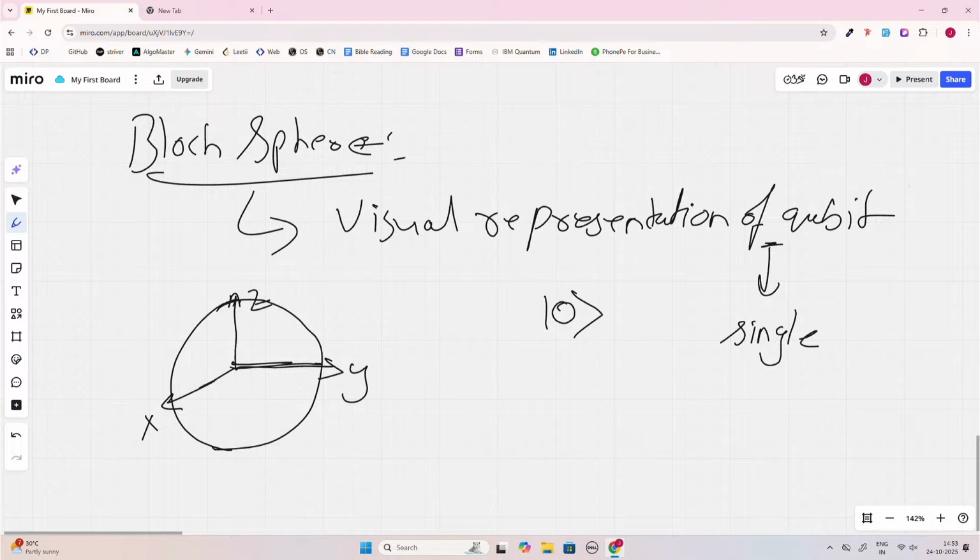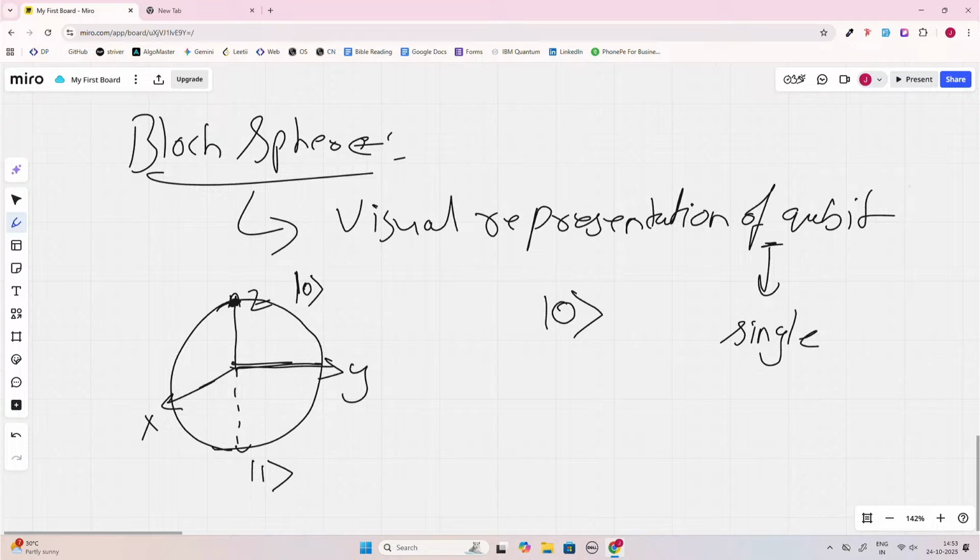So what is the north pole here? This point is my north pole. So here I will have my zeroth state. And state 1 is at my south pole. So the south pole is this one, and here I will have state 1. Simple deal. That's how a Bloch sphere is.